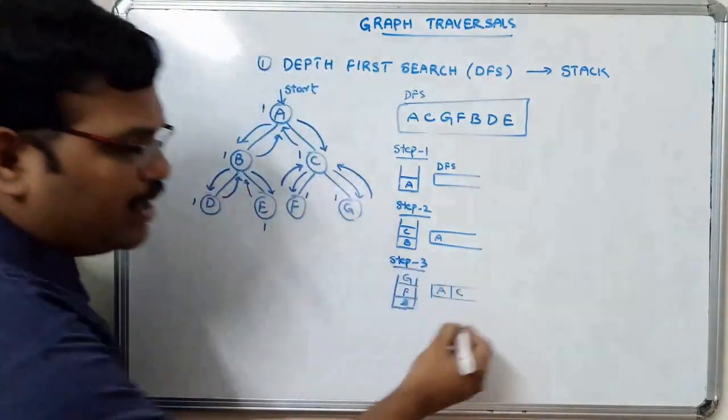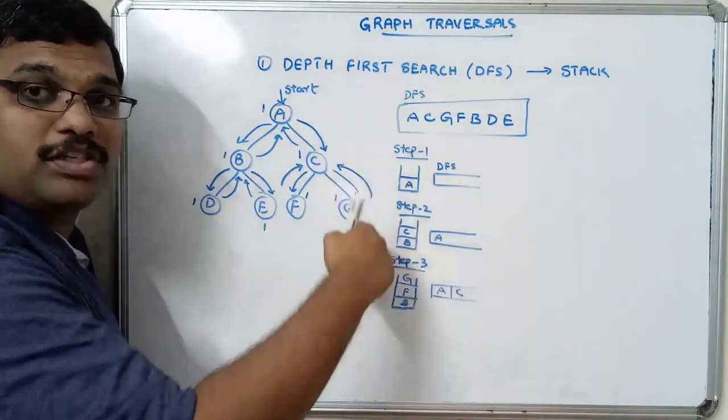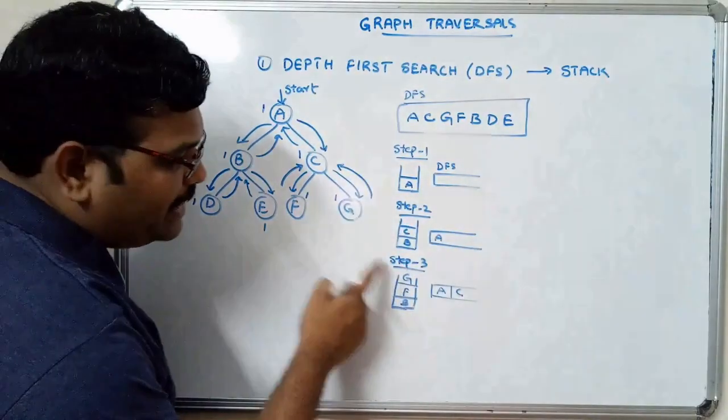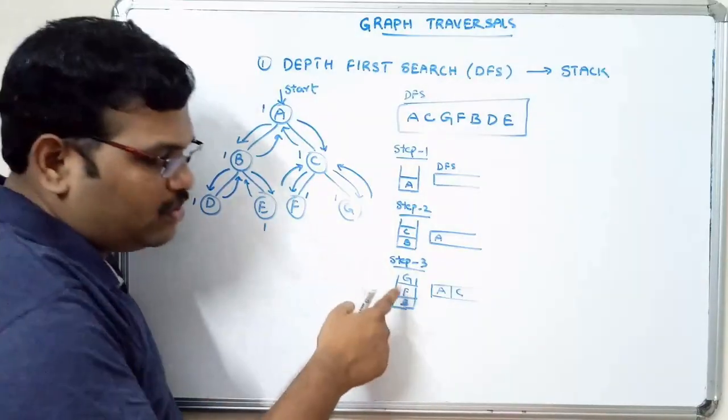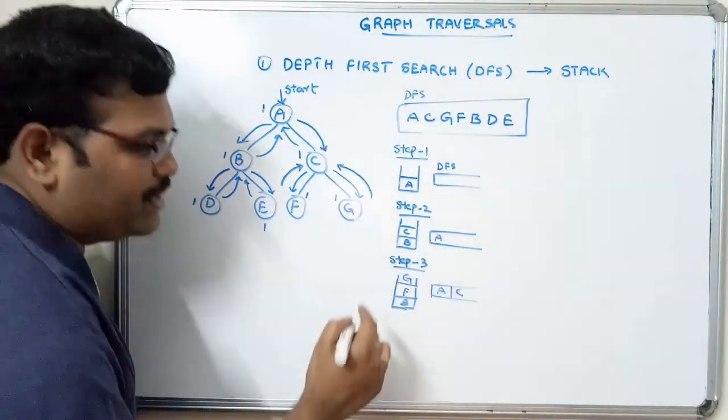Now remove the element and push the adjacent nodes of that node. So here G is a leaf node, so it doesn't have any adjacent nodes. So just pop that node and place it in the DFS.